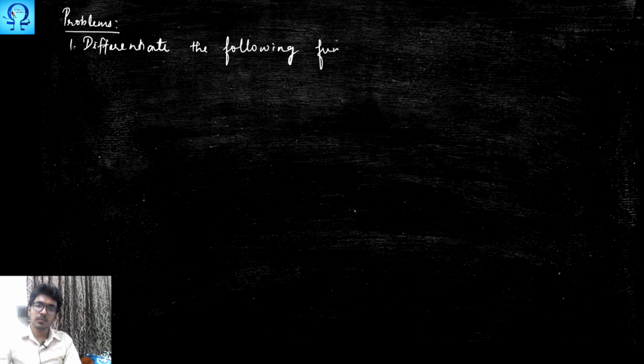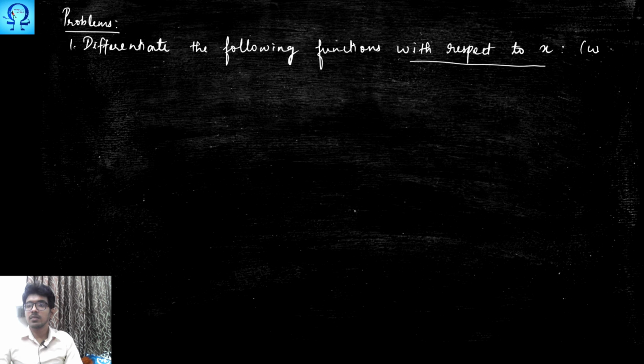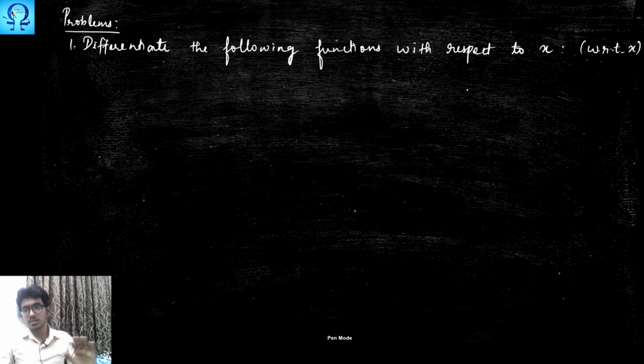So the first problem. The problem may be given in any form. Differentiate the following functions with respect to x. This "with respect to x" may sometimes be abbreviated as WRT x. It may also be written in this fashion. Since this is the first problem, I am writing it completely, with respect to x.